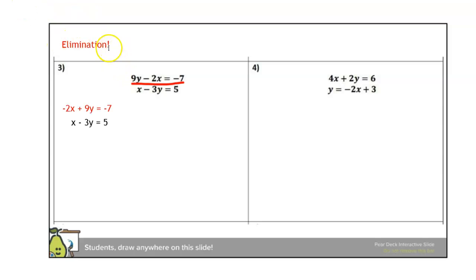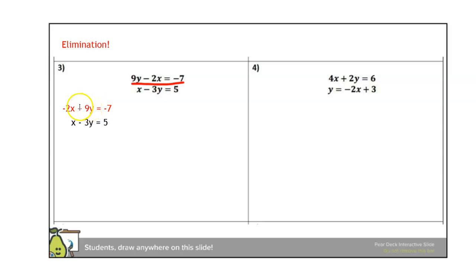I'm going to use elimination here, but in order to do that, I needed to rearrange these variables so that they were all in the same order. I needed x's first, then y's. So my bottom equation already had x's first, then y's, so I wrote it here. The first equation, I wrote the -2x in the front, and this positive 9y in the second position there.